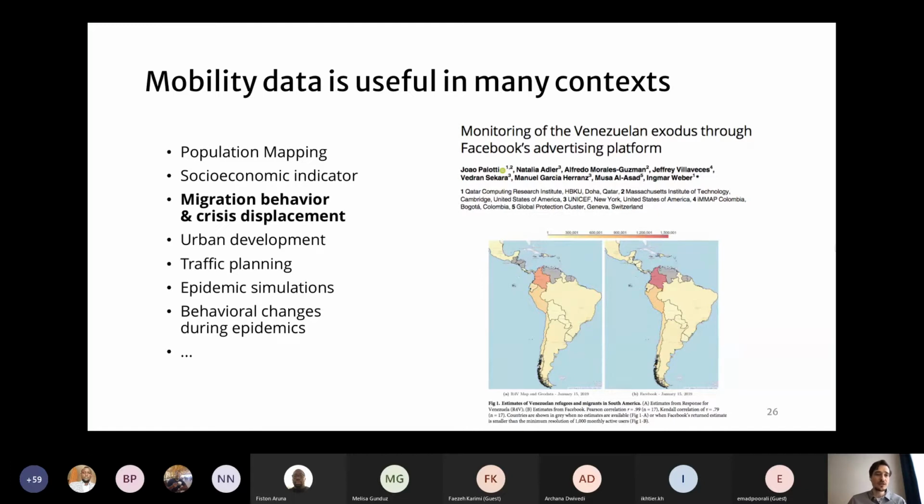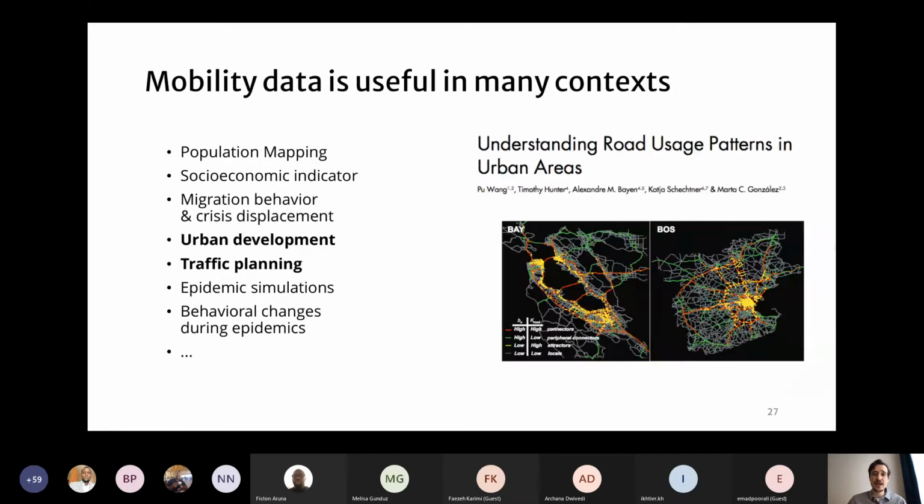On a smaller scale, it can be used to look at cities and urban development, or the shape of cities in general, commuting patterns. For example, here on the right, they have used mobile phone data sets, mobile phone flows, to measure the usage pattern of roads. This can also help with city planning and traffic planning.